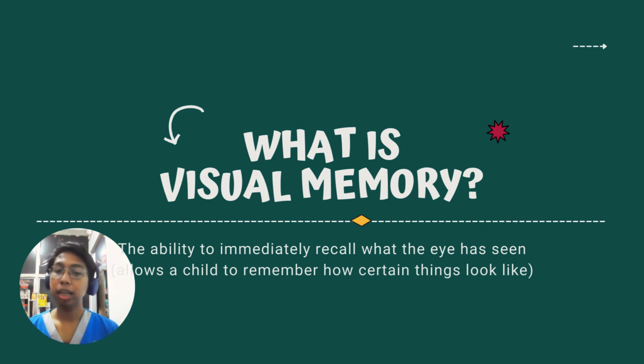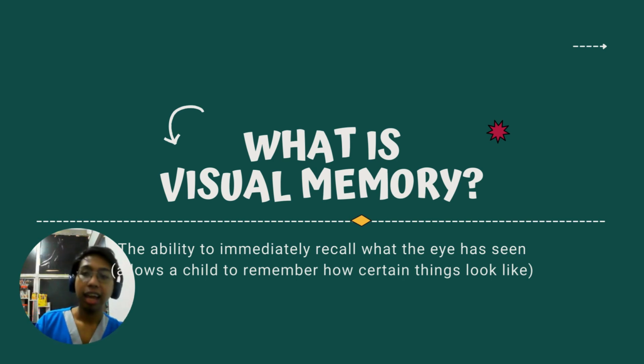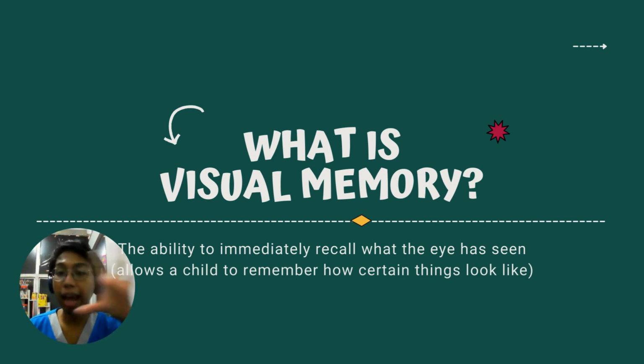Right, so what is visual memory? It's an ability to immediately recall what the eye has seen. It shows a child remembers how certain things look like. In other words, it's the ability to recall the things that we have seen, and to retrace information from short-term and long-term memory storage about things that happen in our daily life. For example, I remember that I saw a cat during the evening, that black furry cat. That's an example of visual memory.